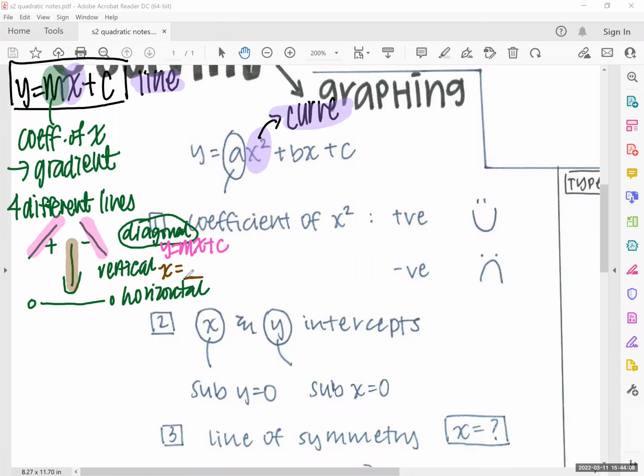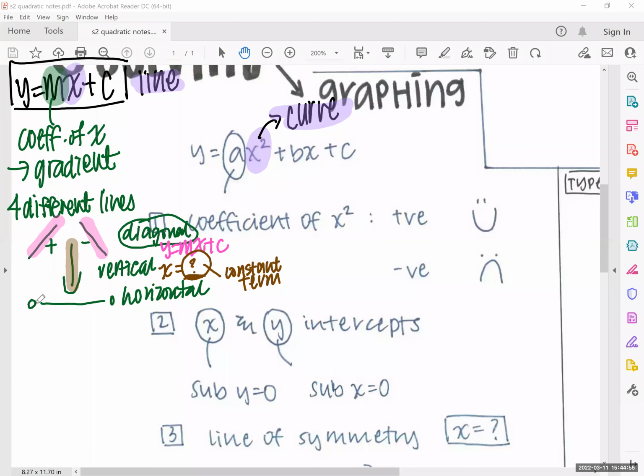x equal to something. And this something is a what? Doesn't mean it's always a negative number. But this something, you don't really call it a number, we call it a what kind of term? Yes, the constant term. Next, what about a horizontal line?